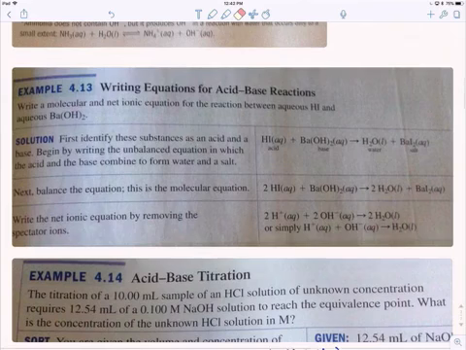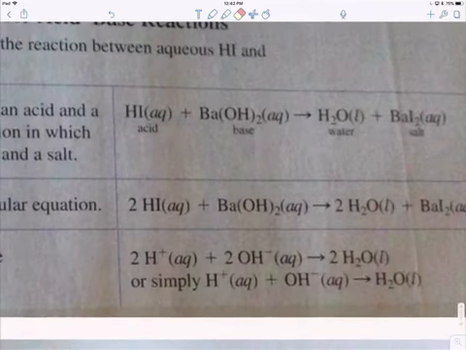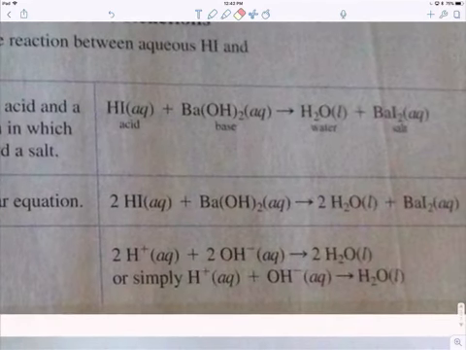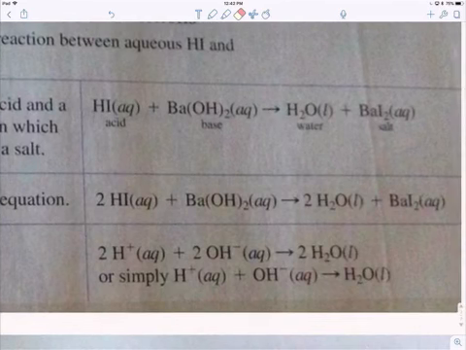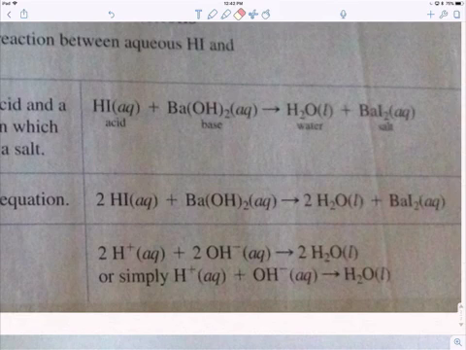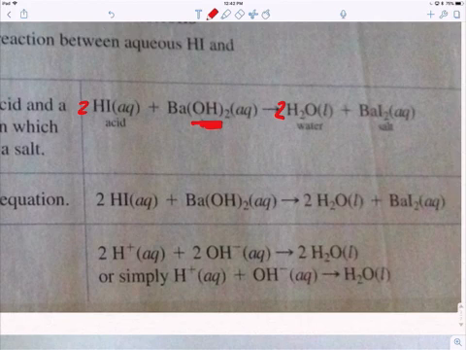Okay, all right, so when we write these equations, so HI, the first thing I do is balance the equation. And one of the ways I can shortcut this, I know that there's 2 hydroxides, so you're going to need 2 of those hydrogen ions to get those 2 hydroxides, and then we're going to form 2 waters.